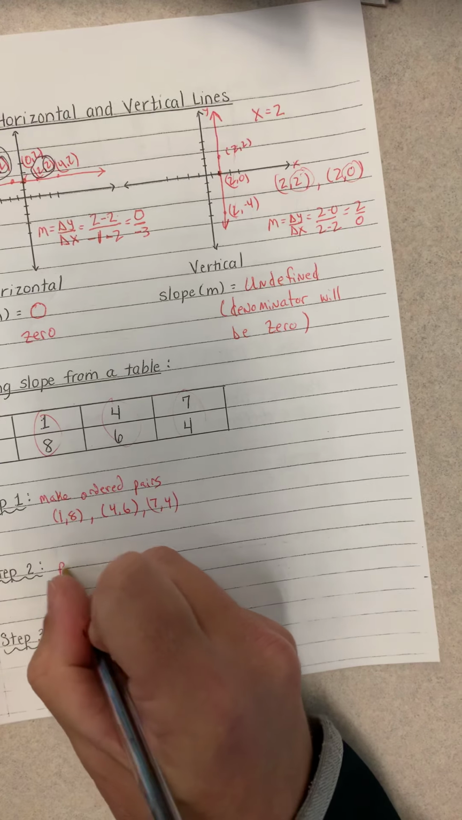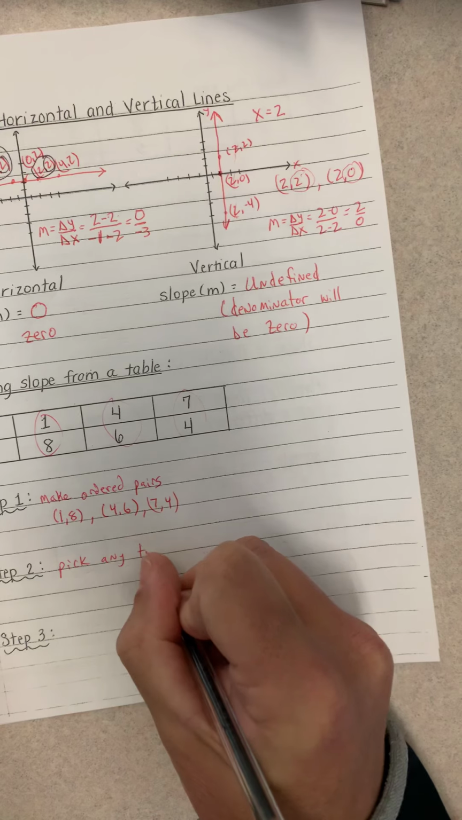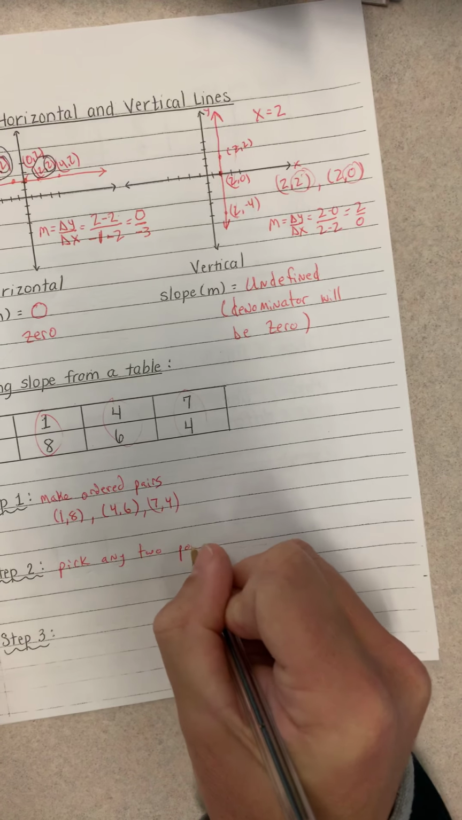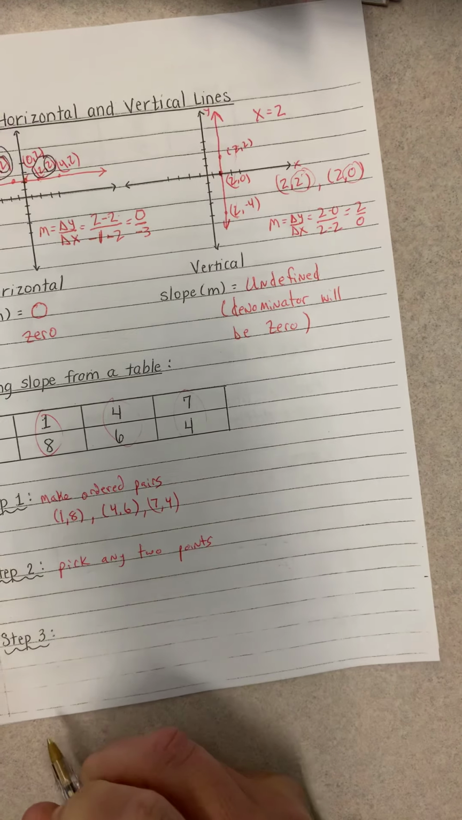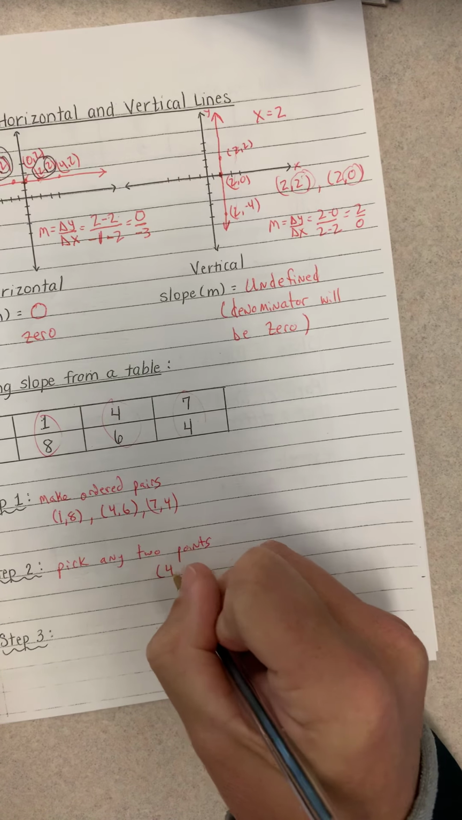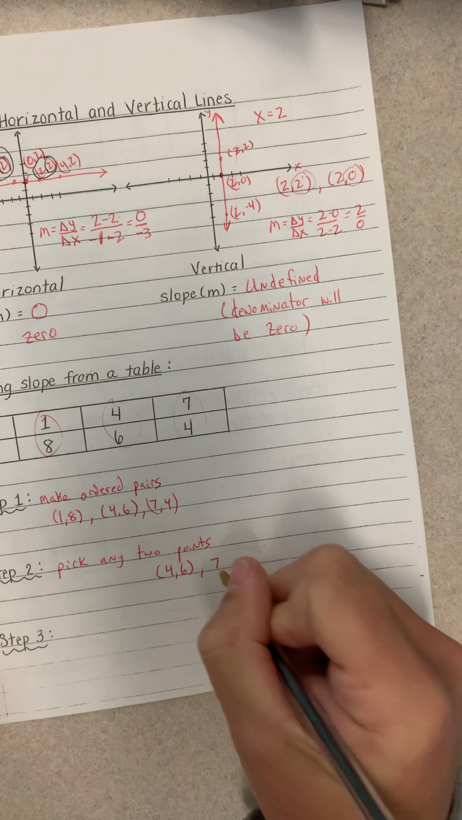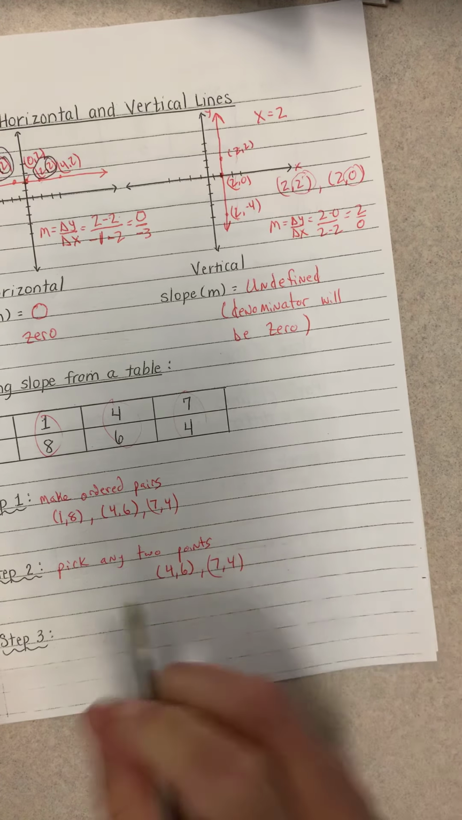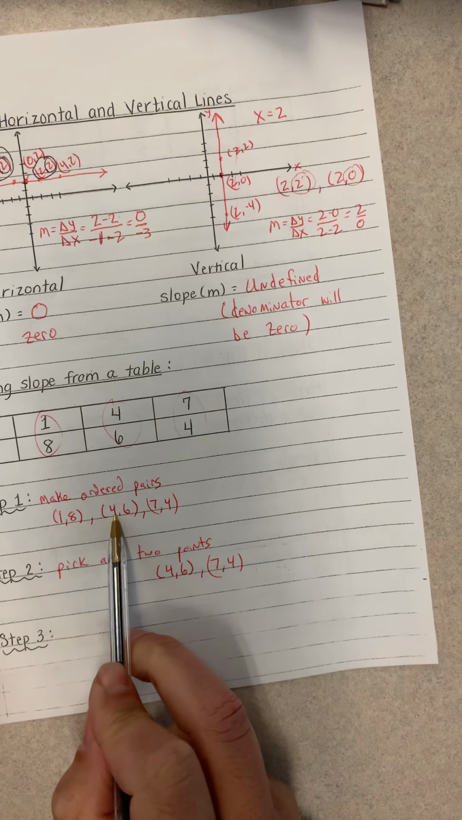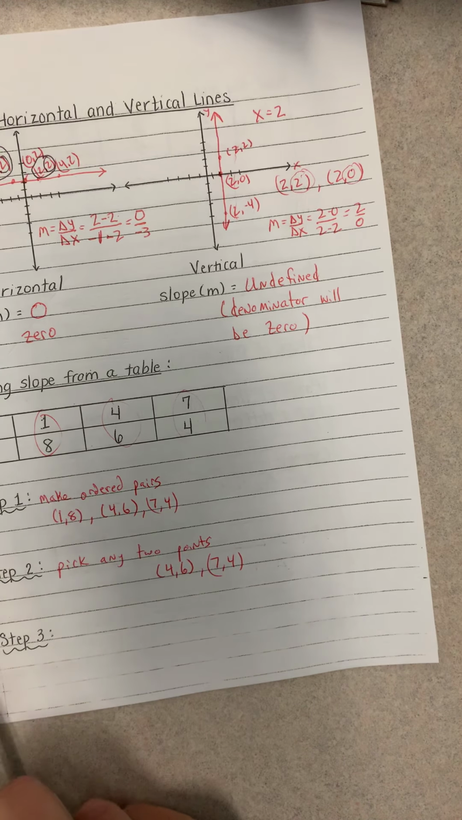I'm going to pick any 2 points that lie in the line. I'm just going to say 4, 6 and 7, 4. You could have certainly chosen 1, 8 and 4, 6. You could have chosen 1, 8 and 7, 4 as well.